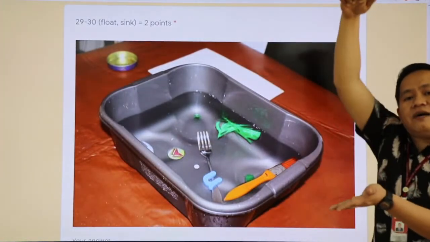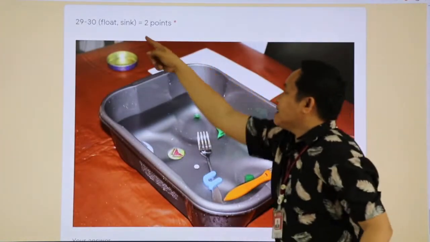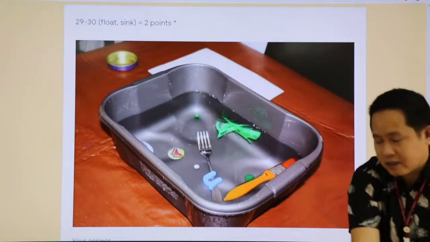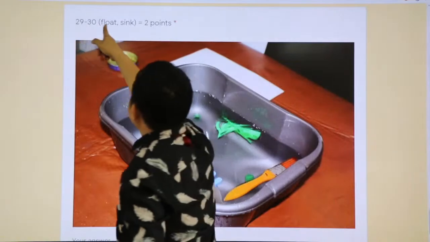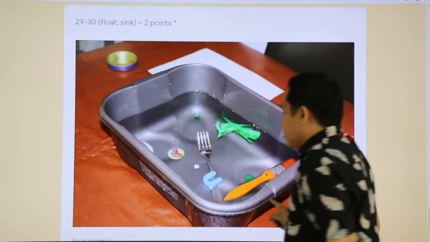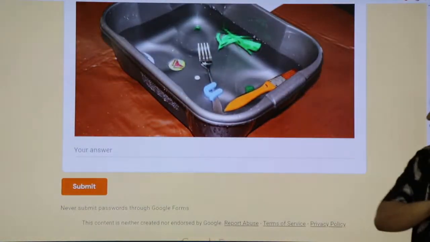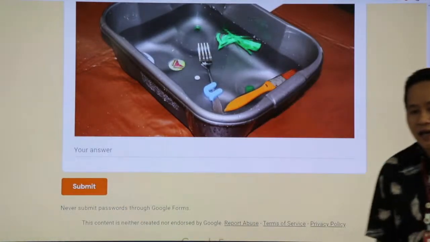Float means they are found on top of the water, and sink means they are found under the water at the bottom of the container. Same, number 29, write a sentence using the word float, and 30 using the word sink. And after that, submit. Okay?